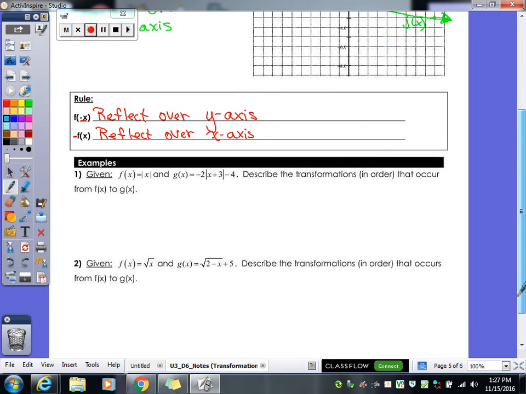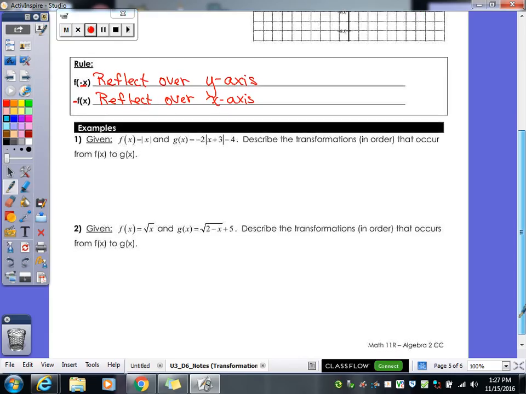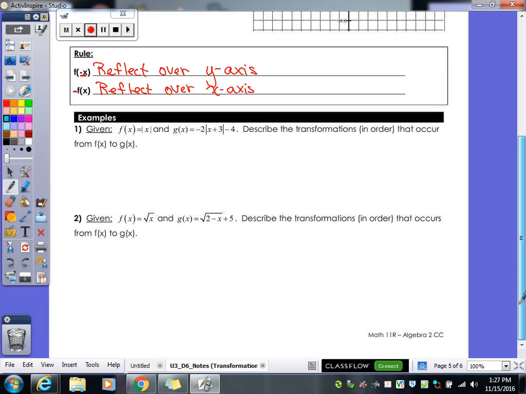So now here are some examples of questions that they would ask involving our transformations. They can't make it nice and just give you one. They're always going to give you a whole bunch of them. So they're giving you the parent function, absolute value of x. They want to know how g of x is transformed from that one. They tell us to describe the transformations in order that occur from f of x to g of x.